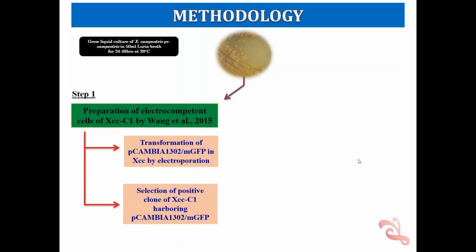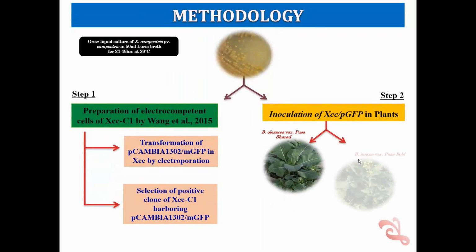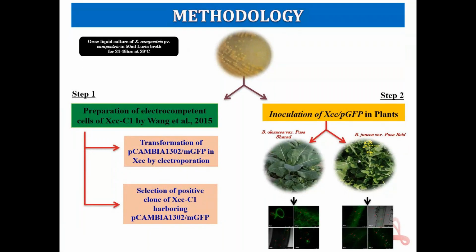In the second step, we inoculated the Xanthomonas campestris pv. campestris cells expressing GFP protein in susceptible and resistant hosts of Brassica species. Then, after different time intervals, we visualized the infection process of XCC through confocal microscopic analysis.